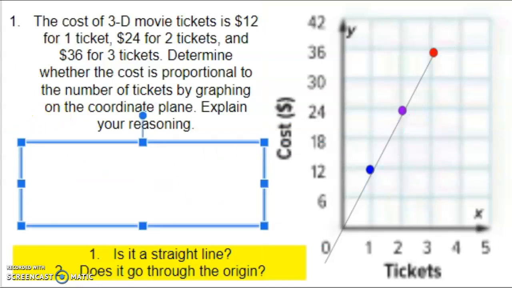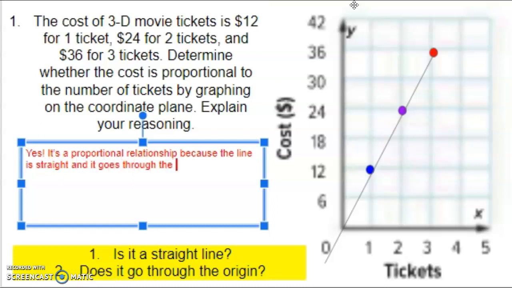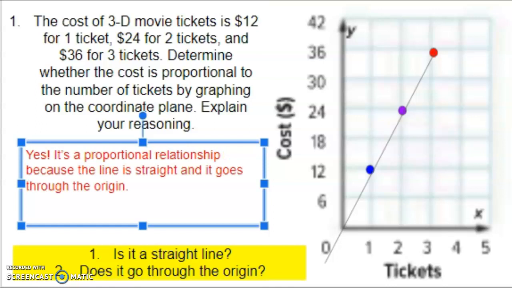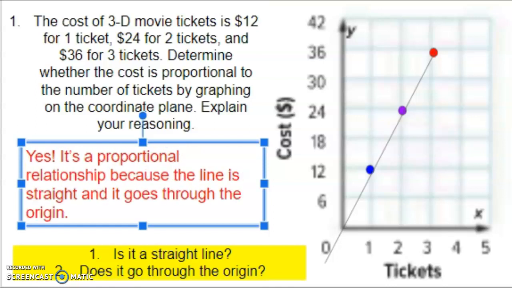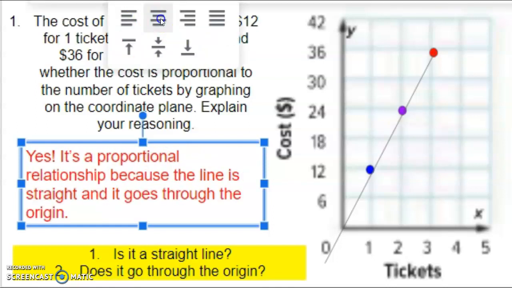So I am going to type this in my box in red for you. We're going to say yes, it's a proportional relationship because the line is straight and it goes through the origin. Hopefully you don't have any questions about that. I'll make that nice and big for you. Get it centered, making it look all nice.